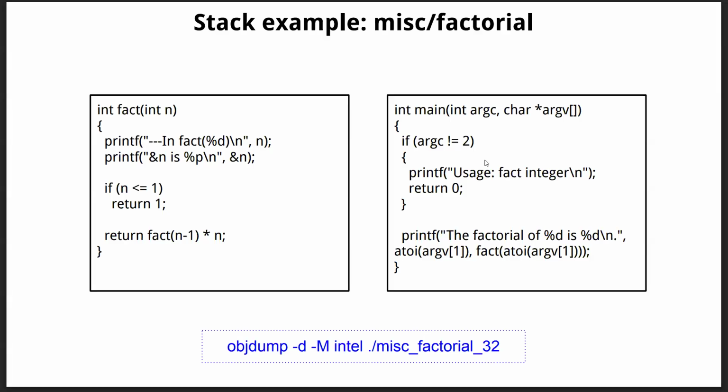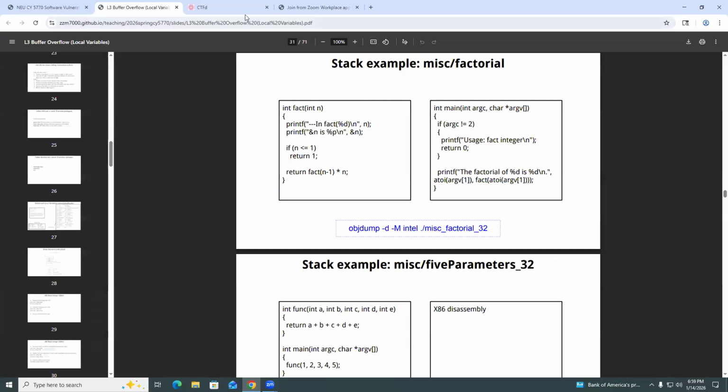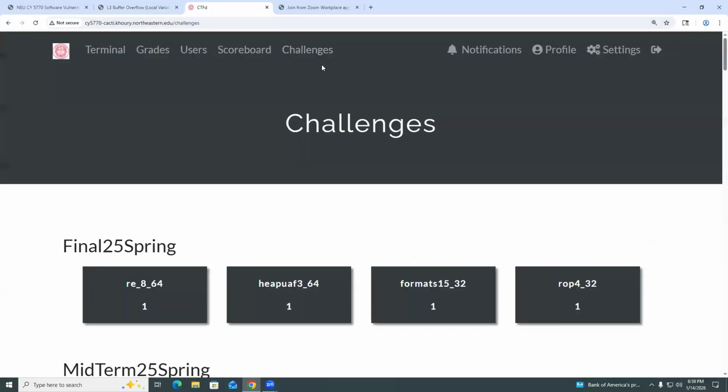So what do we expect to see here? We're going to see a lot of printf output. Let's say our input is fact 5, then we're going to see in fact 5, then in fact 4, in fact 3, 2, 1, right? Then we're going to see the address of n. It's the same local variable for this function, but the address will be different, because every invocation of this function has its own local variables. And you can expect the address to get smaller and smaller, to a lower address.